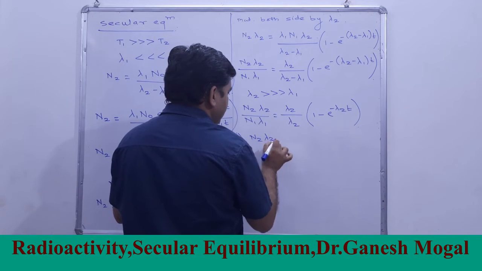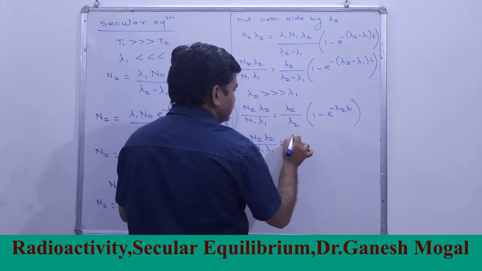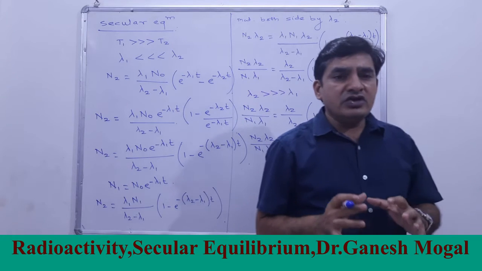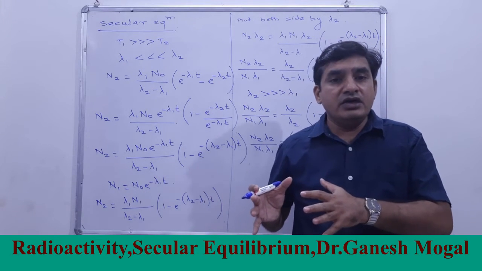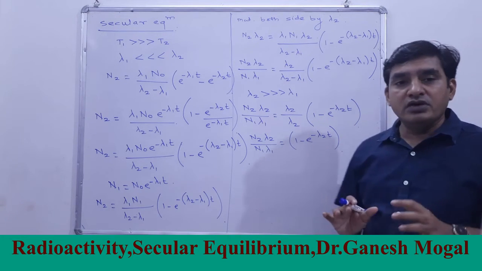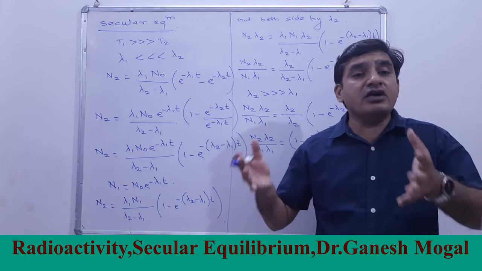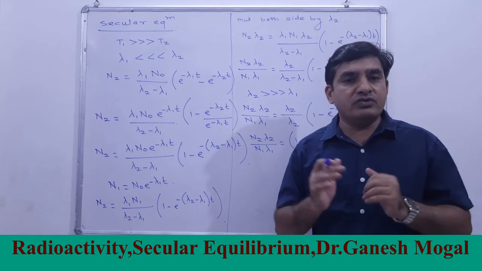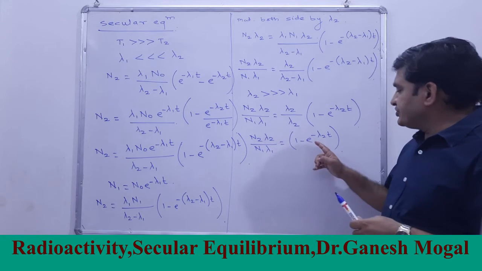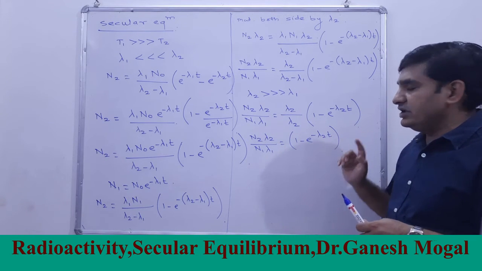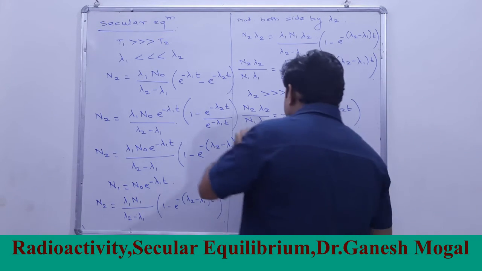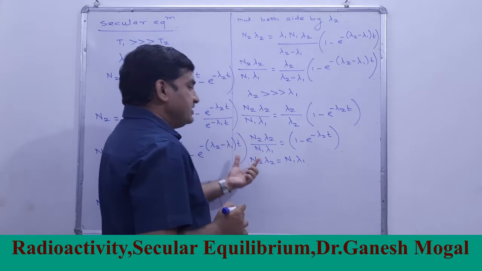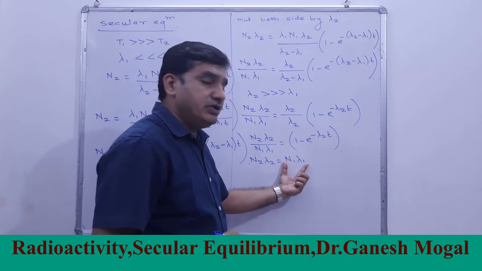So N2 lambda 2 divided by N1 lambda 1 is equal to 1 minus e raised to minus lambda 2 into t. Therefore, the activity of the daughter can be controlled by its own decay constant, lambda 2. But after a very long time, the term e raised to minus lambda 2 into t is negligible, and therefore N2 lambda 2 is equal to N1 lambda 1. That is, the activity of the daughter is equal to the activity of the parent.